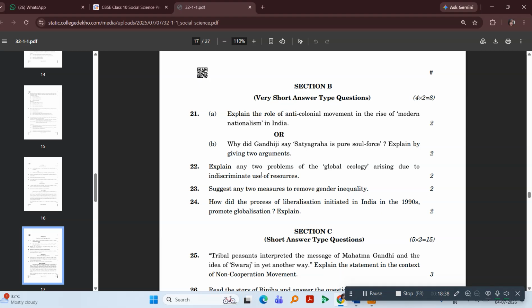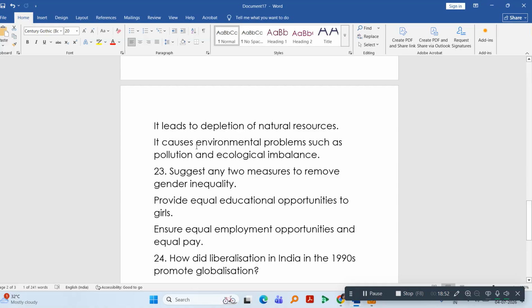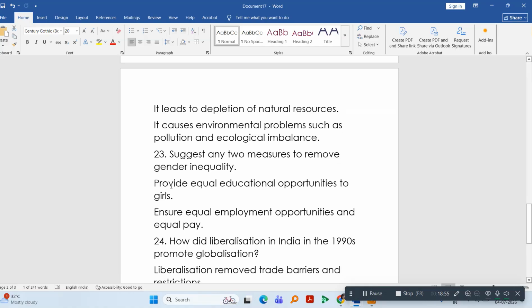Okay, now let's move on to 23rd question. Suggest any 2 measures to remove gender inequality. This is a question with regard to civics. How can you remove gender inequality? First of all, you have to provide equal educational opportunities to girls. Number 1, provide equal educational opportunity to girls. Ensure equal employment opportunities and equal pay. So men and women should get equal job opportunities as well as equal pay.